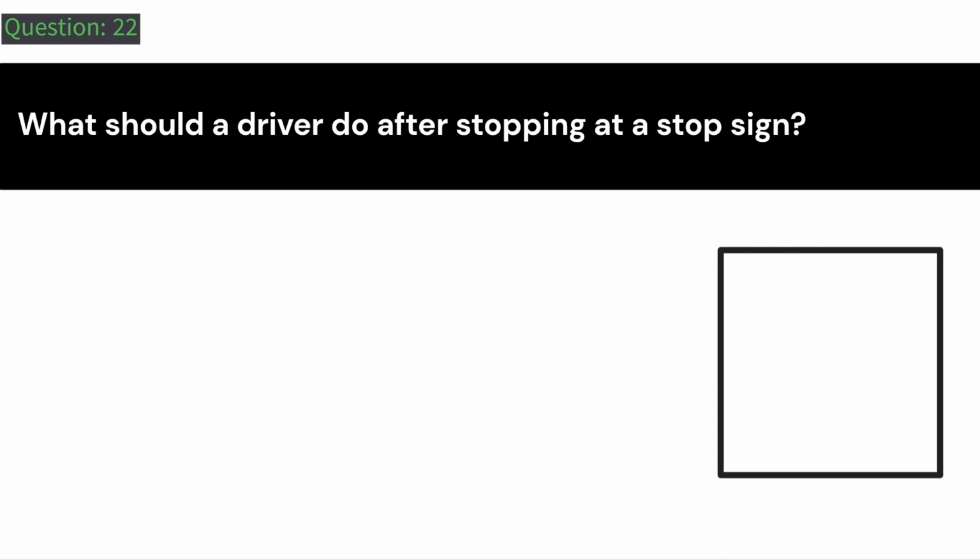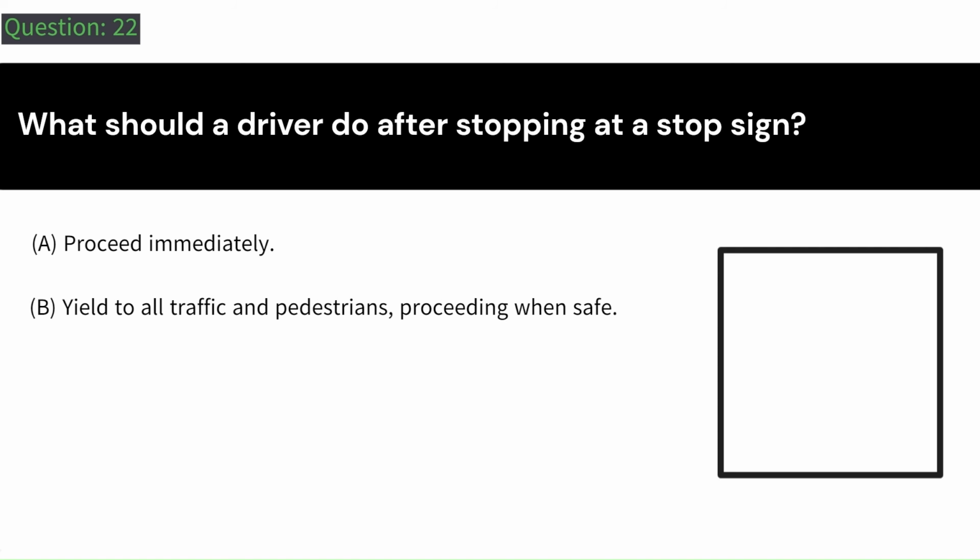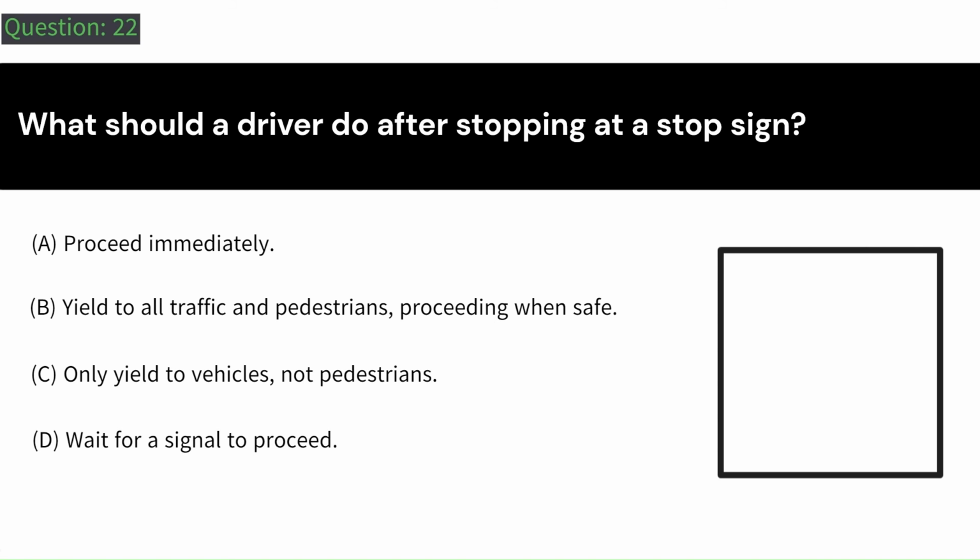What should a driver do after stopping at a stop sign? A. Proceed immediately. B. Yield to all traffic and pedestrians, proceeding when safe. C. Only yield to vehicles, not pedestrians. D. Wait for a signal to proceed. Answer: B. Yield to all traffic and pedestrians, proceeding when safe.